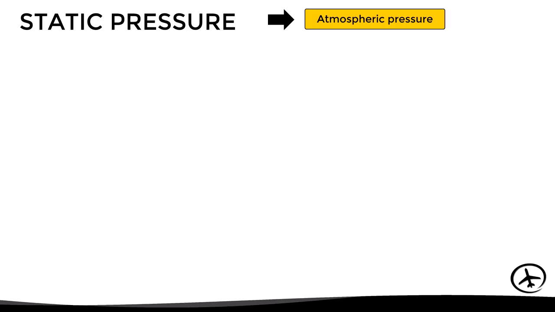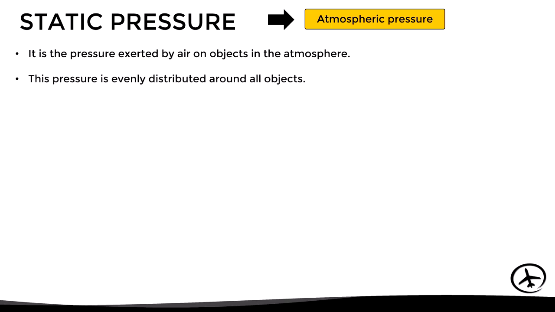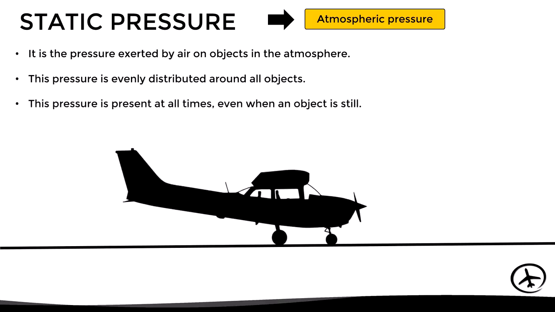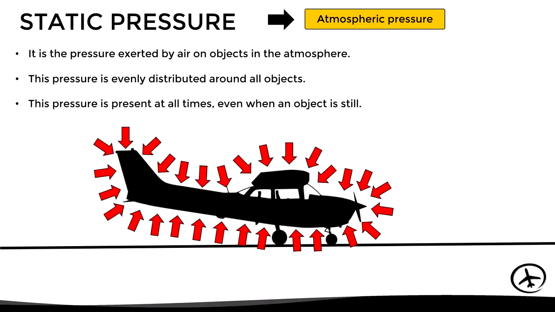This is also known as the atmospheric pressure, and it is the pressure that the air exerts on the objects that are inside the atmosphere. This pressure is distributed evenly around all objects, as we can see in this image. And we must also say that this pressure is present at all times, regardless of whether the object is stationary or moving. Now, having seen these basic characteristics, we could ask ourselves, what does the static pressure depend on?